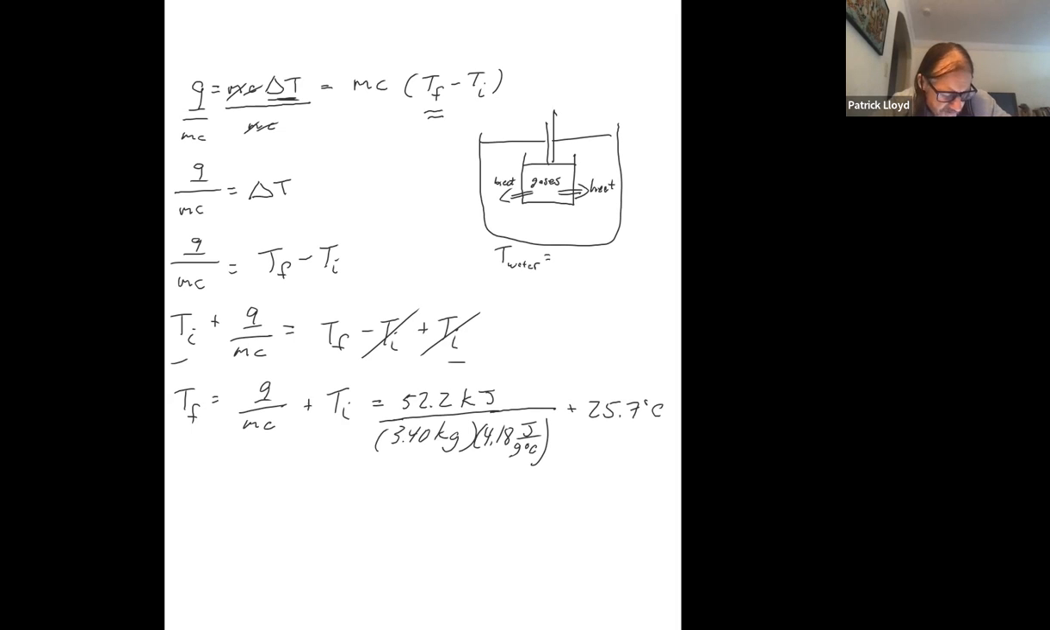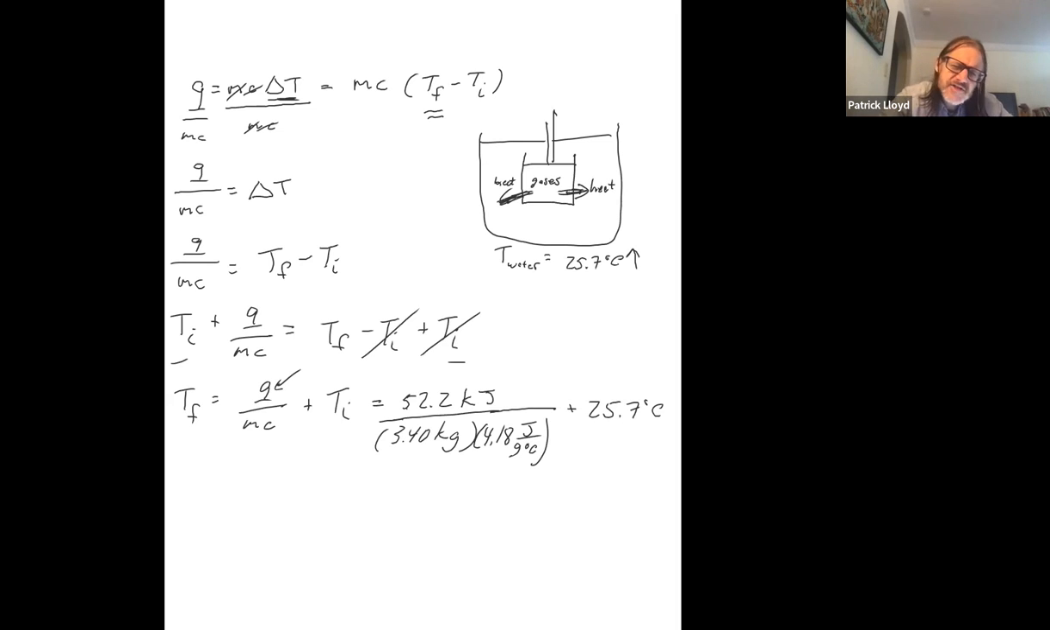is going to start off at 25.7 and it's going to go up, right? It's going to go up because heat is flowing into it. How much does it go up by? Well, it depends on how much heat there is. The more heat you put in, the hotter it'll get, right? So that makes sense. The more heat you put in, the bigger that term should be.